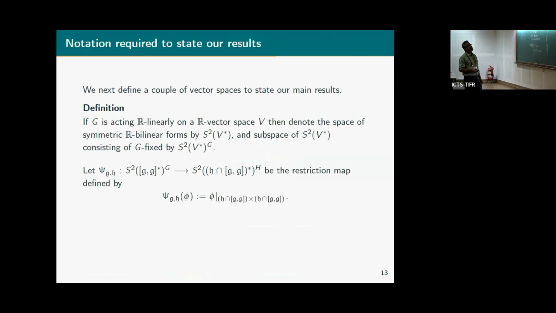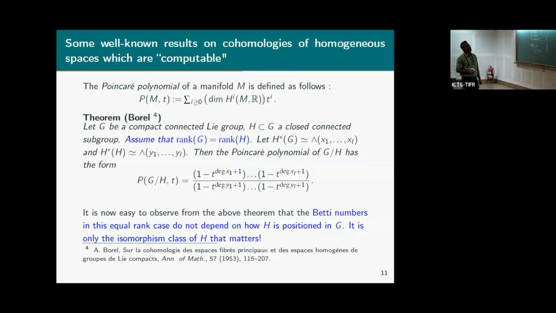I should go back to Borel's result, and point out one fact. When the case is the equirank case, then this formula given by Borel says that the Betti numbers don't depend on how H is positioned inside G. They just depend on the isomorphism class of H. So if you take H1 isomorphic to H2, then in the equirank case you have the same Betti numbers.